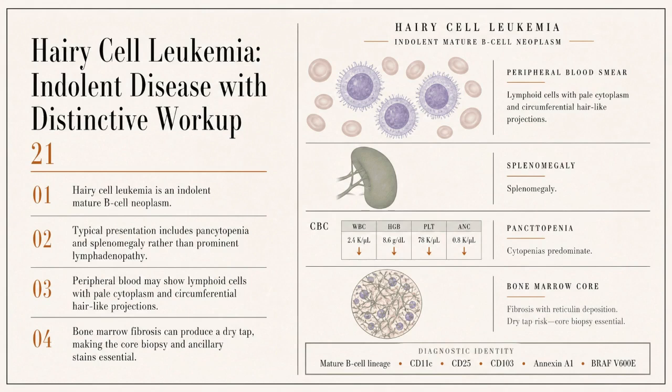Mastery of these elements not only facilitates accurate diagnosis but also directly impacts patient management, as early recognition enables timely initiation of effective therapies such as purine analogs, which can induce durable remissions. As we proceed, we will delve deeper into the morphological subtleties of hairy cells and explore the diagnostic challenges posed by marrow fibrosis, further enhancing your expertise in the laboratory diagnosis of mature lymphoid neoplasms.